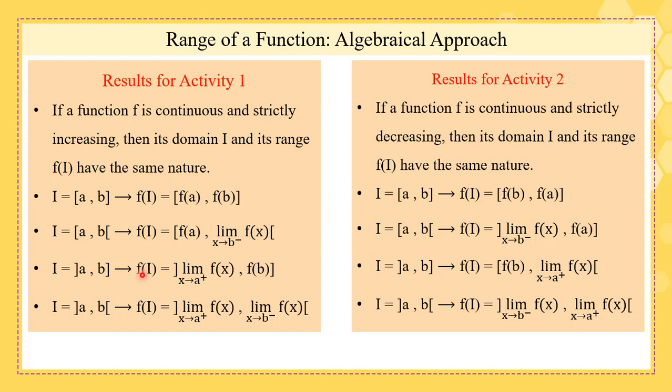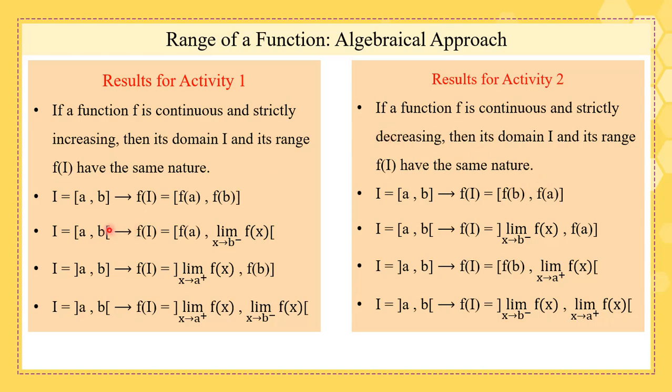Okay, now here we have the table of results for activities 1 and 2. Remember, if f is continuous and strictly increasing, then we can say that I and f of I have the same nature, and this happens also if f is strictly decreasing. Now let's see here. If we have a closed interval AB, its image would be f of A, f of B, whereas if we have a closed interval AB here, its image would be f of B, f of A. We have to flip the boundaries in case f is decreasing.